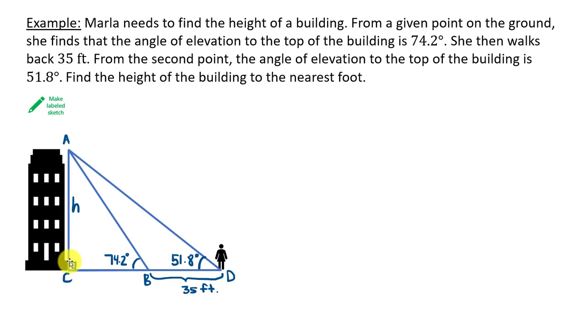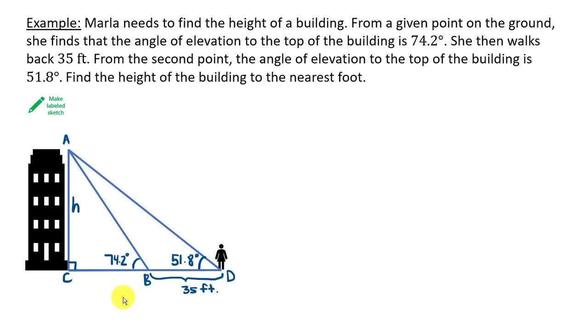And as I look at these two triangles, ABC and ADC, I realize that I don't know the length of any side. Well, we know that this segment is 35 feet, but it's not representing a side of a right triangle. So what do we do?